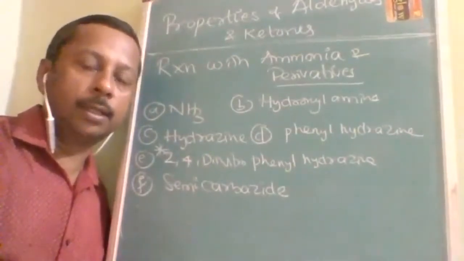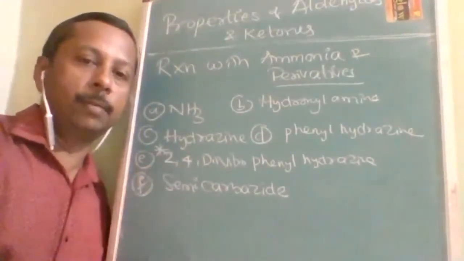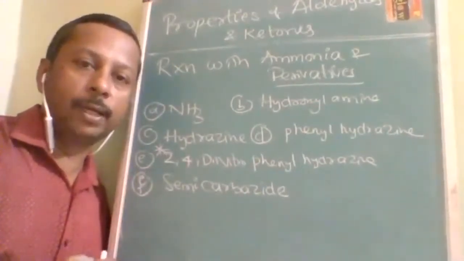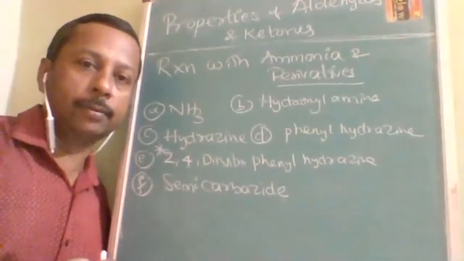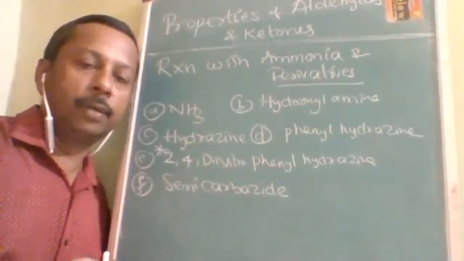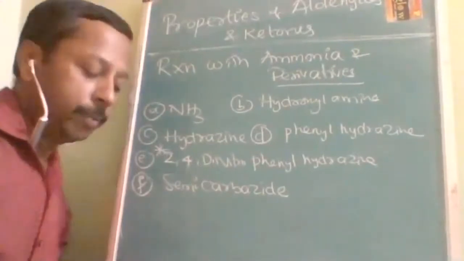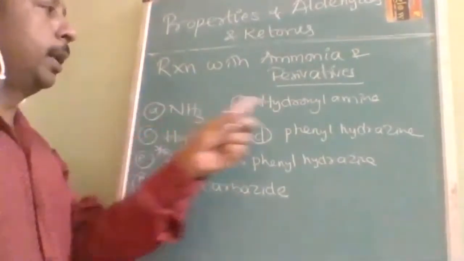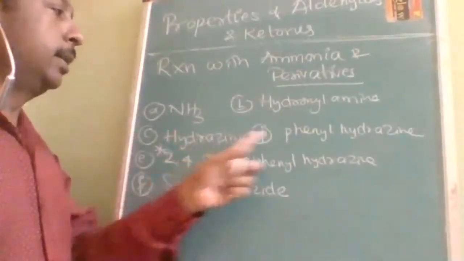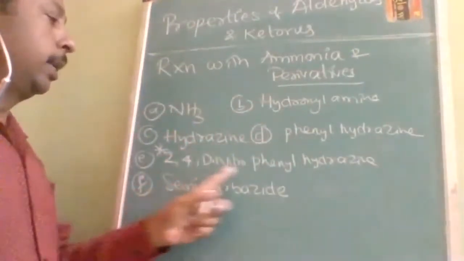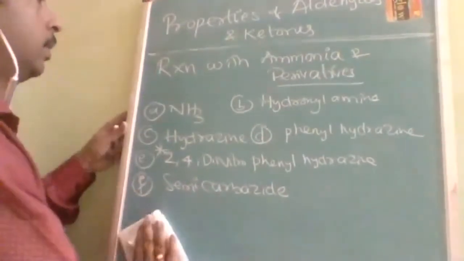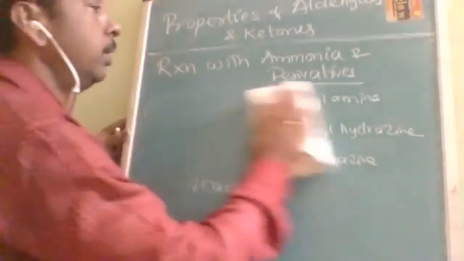The 2,4-DNP test means 2,4-dinitrophenylhydrazine. What that is and how it works, I will explain to you, including the mechanism part. These are ammonia, hydroxylamine, hydrazine, phenylhydrazine, 2,4-dinitrophenylhydrazine, and semicarbazide. What those are, we are going to discuss now.